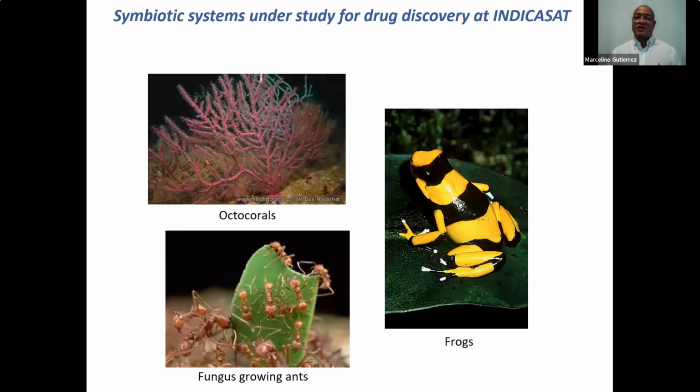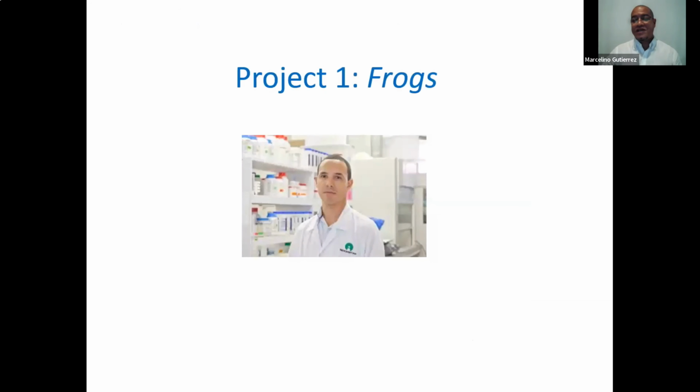Given this trend, we decided to study different symbiotic systems that we have available here in Panama. One is in the marine environment with octocorals and sponges, and also the fungus-growing ants and the frogs. So I will talk about these three projects, and the first project was carried out by one of our graduate students, now a doctor, Christian Martin.